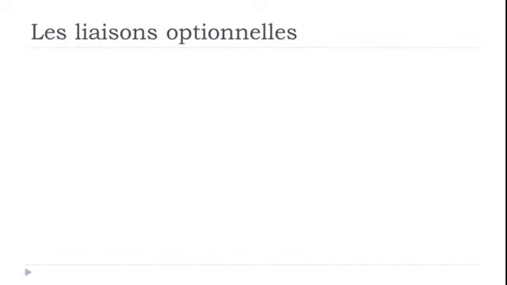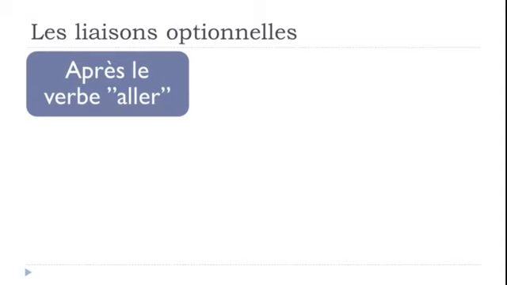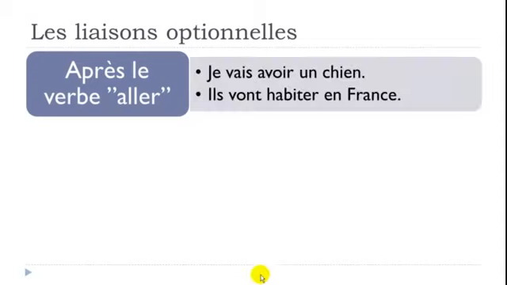Les liaisons optionnelles, and the first one will be après le verbe aller. Remember that it will be possible first to say je vais avoir un chien, so you don't make the liaison, or if you want to make it, it is possible, je vais avoir un chien. Ils vont habiter en France without the liaison, or ils vont habiter en France with the liaison.